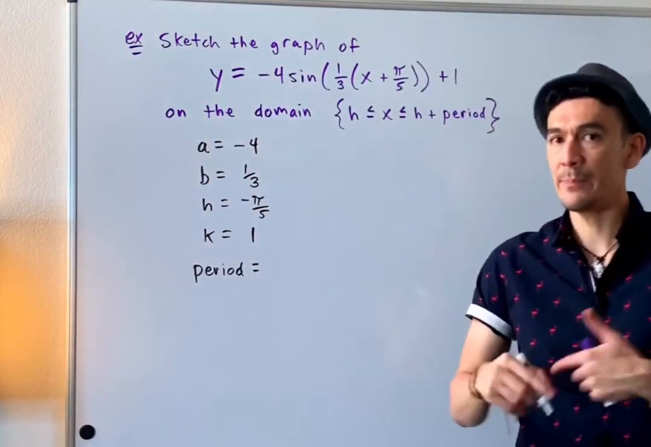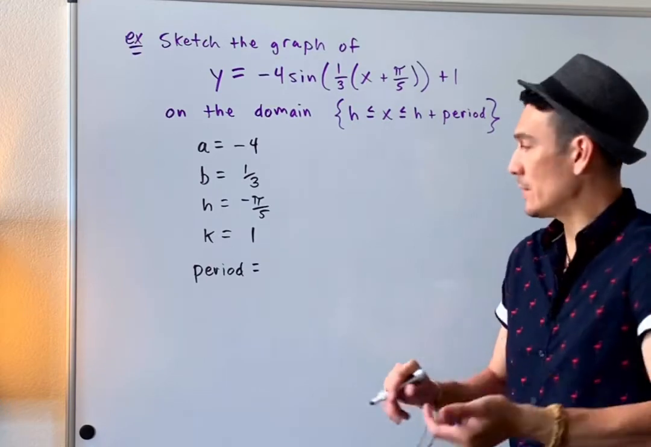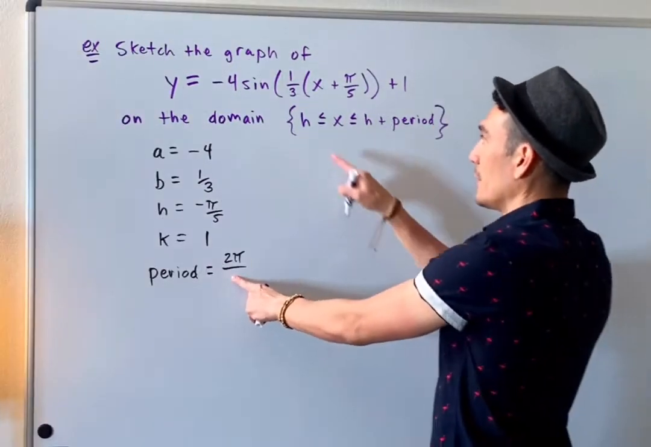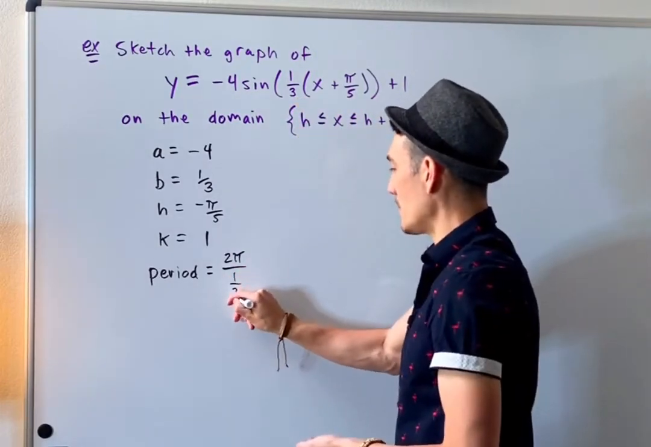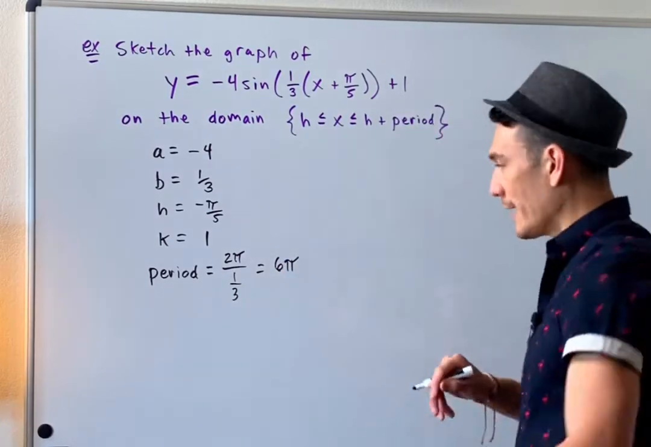Now, what's the period? The definition of the period is 2 pi over the absolute value of B. So this is 2 pi. Now, what's the absolute value of B? Well, B is 1/3. The absolute value of 1/3 is just 1/3. And this becomes 6 pi on your Casio calculators.